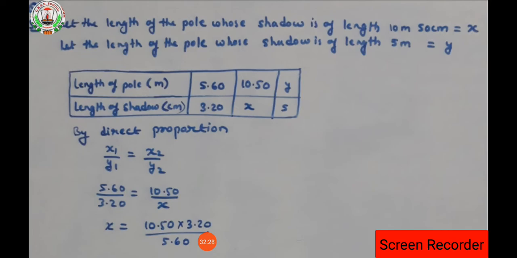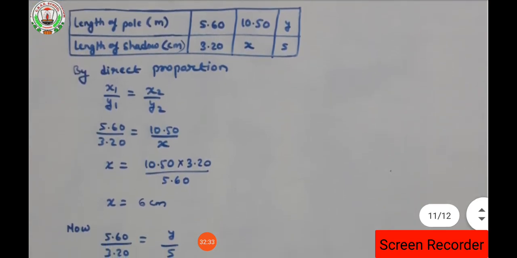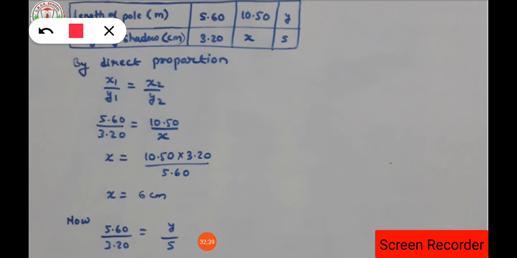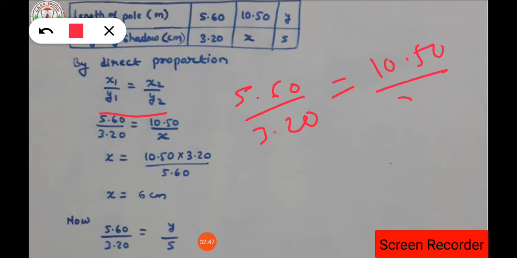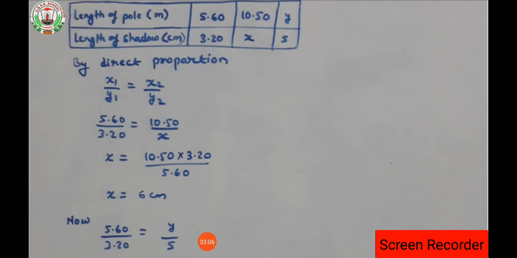Okay, now by direct proportion, x1 upon y1 is equal to x2 upon y2, isn't it? Now we have to find the values. So we substitute the values as 5.60 upon 3.20 is equal to 10.50 upon x. So x is equal to, it will be cross multiplied, isn't it? So 10.50 into 3.20 upon 5.60. Doing the cancellation work, we will get the result as 6 centimeter.